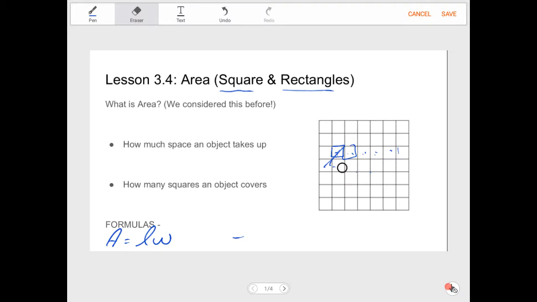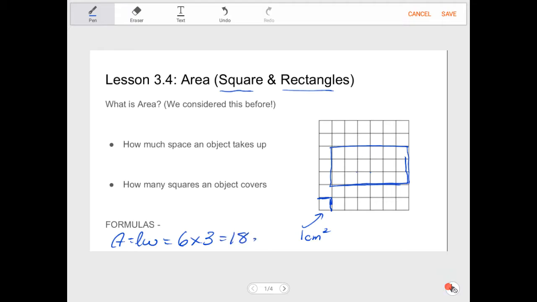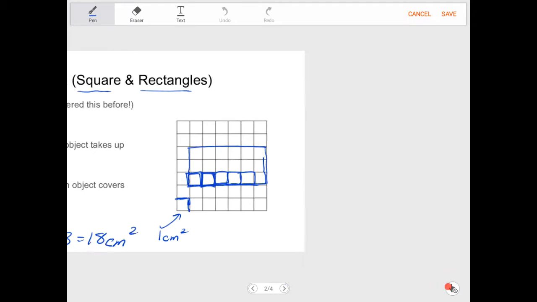If I took this a step further, let's now pretend, everyone, that each of these is 1 centimeter. So if I draw a rectangle like this, remember, each of those squares is 1 centimeter by 1 centimeter. So each of these has an area of 1 centimeter squared. Now if I did the formula, area is length times width, that would be 6 times 3, which is going to be 18 centimeters squared. And remember, each of these squares is 1 square centimeter. If you count it up, that's 18. It makes perfect sense. Anyway, I'll show you a couple quick examples, then we'll move on to some practice.